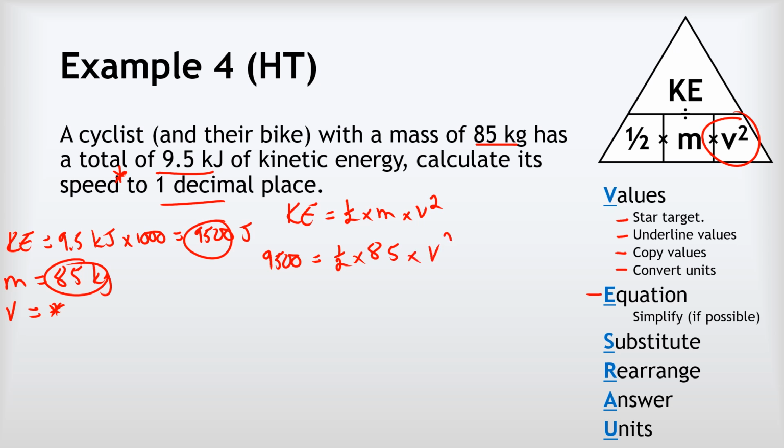multiplied by v squared. Now, we're going to need to start doing a whole load of rearranging, first to make v squared the subject, and then to find v itself. So before we do that, let's just simplify what we can.